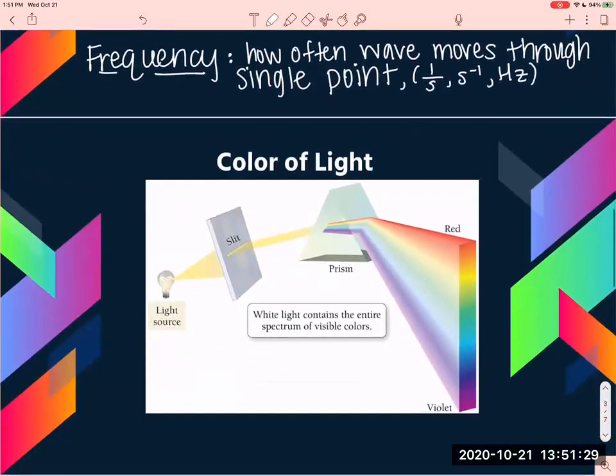And just as a reminder, our visible colors of light, these different colors have different wavelengths, different frequencies, and thus different energies. And it goes in order from red of lowest energy to violet of highest energy. So lowest energy. And our highest energy color is violet. Highest energy.